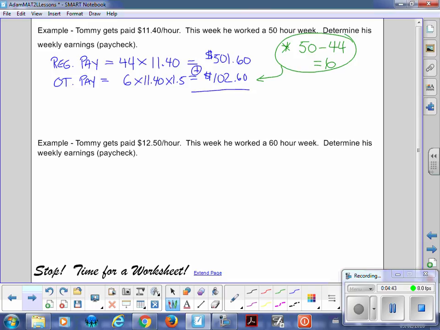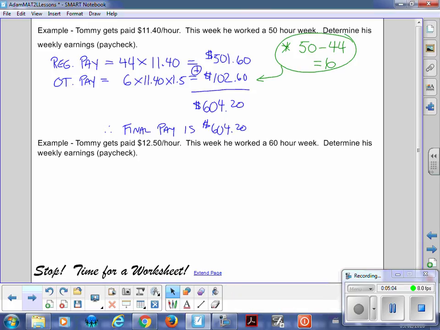We add those together: plus 501.60, and you'd have a total of $604.20. Therefore, final pay is $604.20.